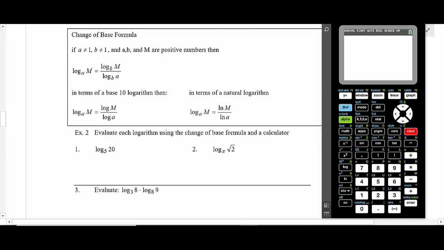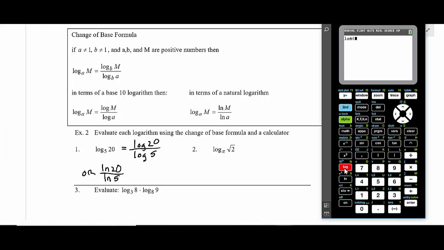So the change of base formula, you can do this if you want to. If you're working out log base 5 of 20, the change of base formula says you just do the log of the argument, 20, and then divide by the log of 5, or you could use the natural logarithm: natural log of 20 over natural log of 5. And then you can do it on your calculator that way. So if your base is anything other than e or 10, you can use the change of base formula.